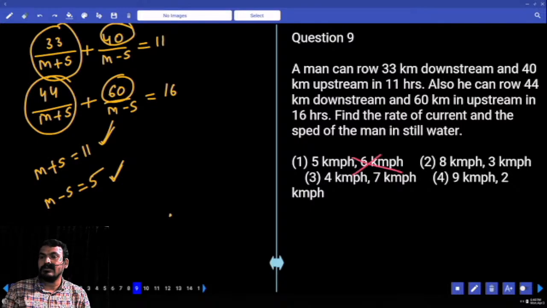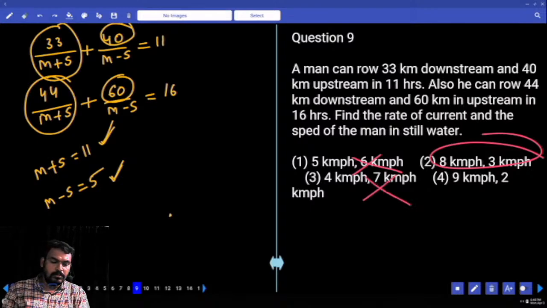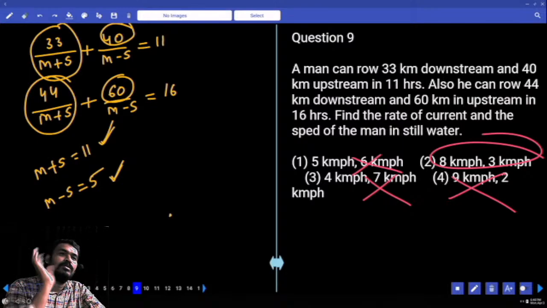No. Second option? Yes. Third option? No. Fourth option? No. Both are adding, it must be how much? 11. Both are subtracting, it will be 500. Which option is satisfied? Second option.